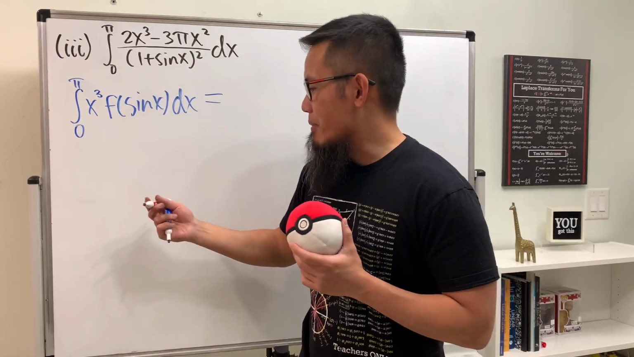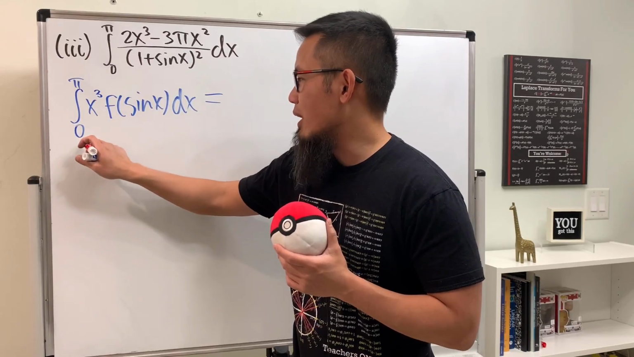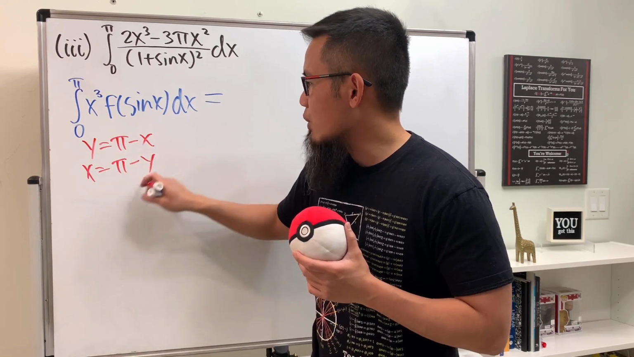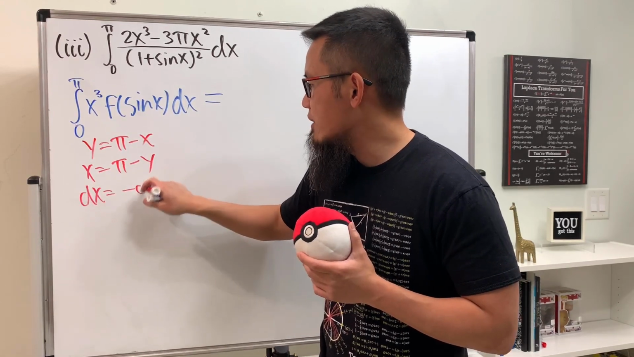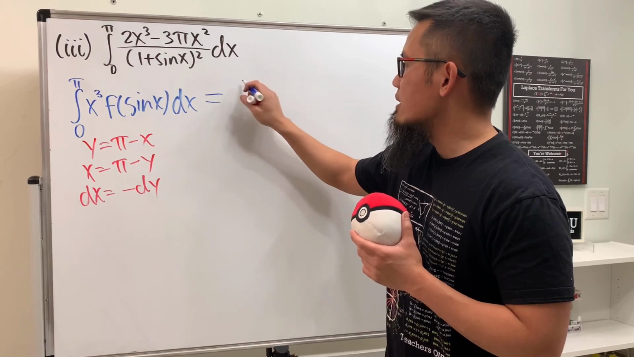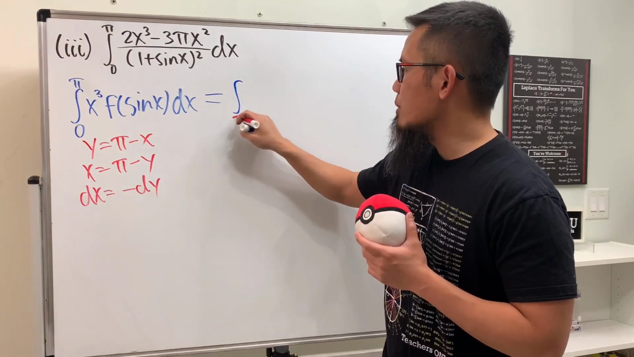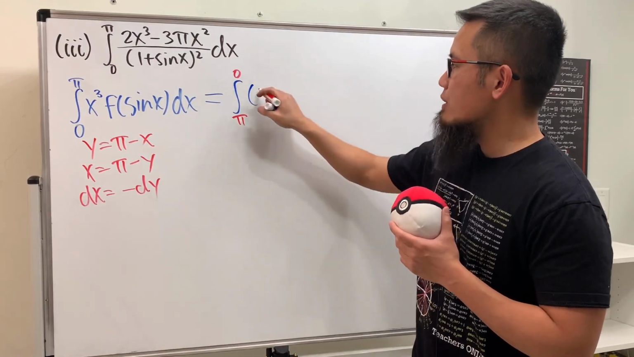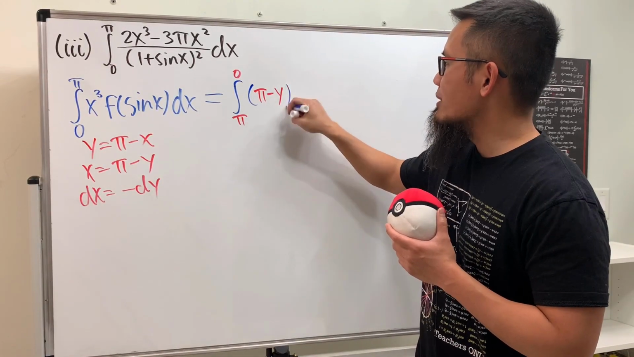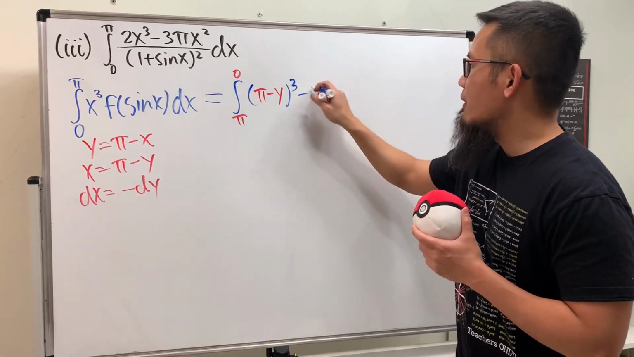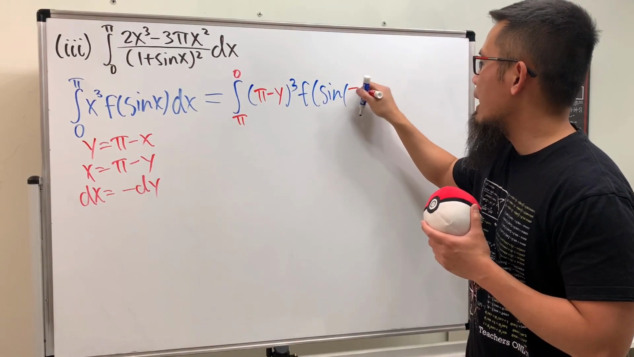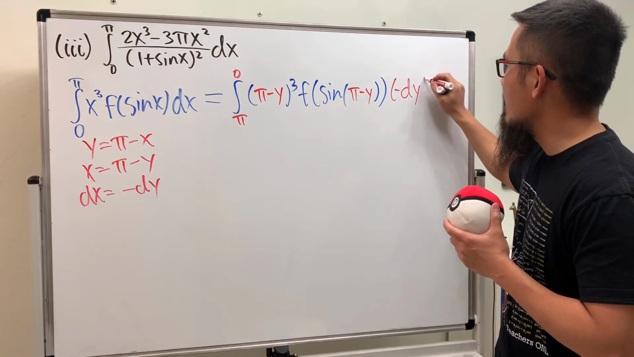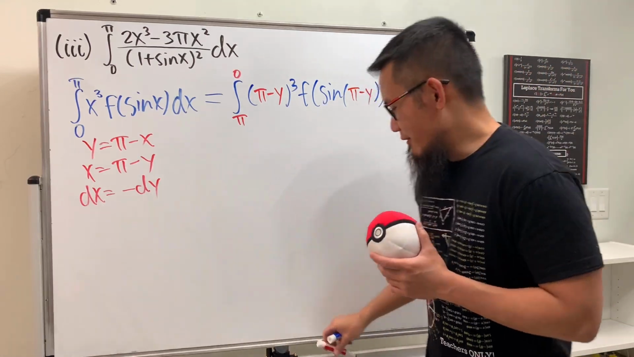Alright, so we do the same thing. Again, we'll still use y. y is equal to pi minus x, and then x is equal to pi minus y, and then dx is equal to negative dy. So you will see that this is the integral, and then just do all that, which is going to be pi, and then 0, and then this time though, we will have to work out pi minus y, and then to the third power, oh my god, and then f of sine of pi minus y, and then on the outside here we have the negative dy. Let's just go ahead and finish this.